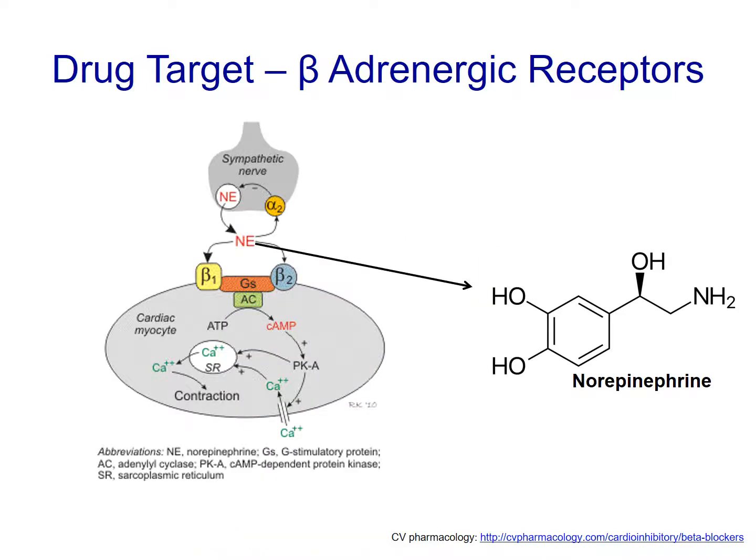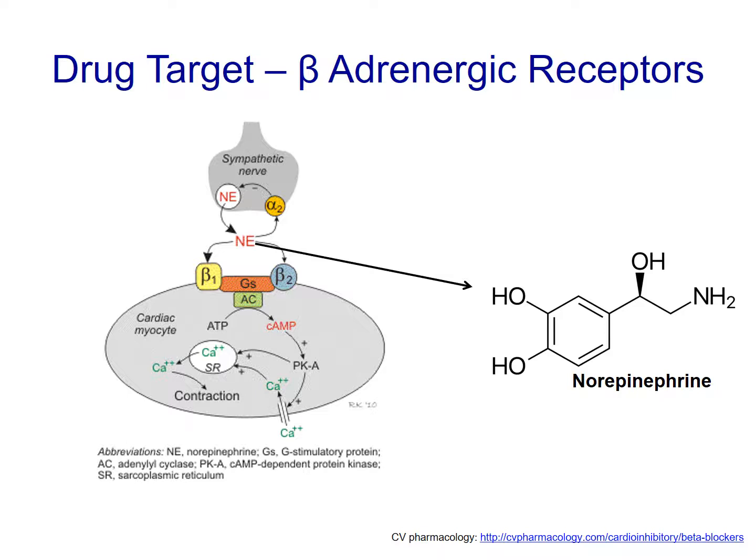Beta 1 and beta 2 adrenergic receptors are located on the heart and are activated by catecholamines, more commonly known as norepinephrine and epinephrine. When norepinephrine binds the beta 1 and beta 2 adrenergic receptors, it activates the cAMP signaling cascade. As a result of the cascade, a rise in calcium levels causes increased heart contractility and heart rate, both contributing to an increase in blood pressure.